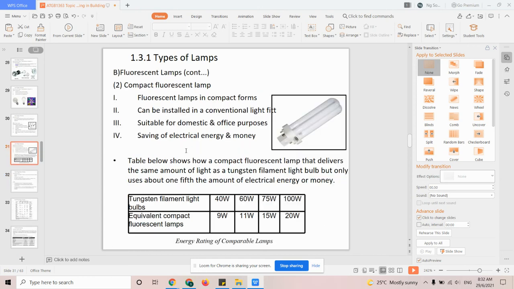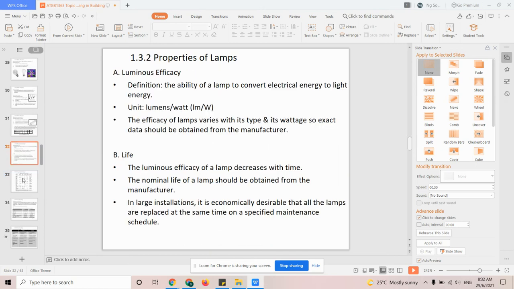Okay, so if you were to compare LED against this fluorescent lamp, then it will be even more efficient as compared to this. So the efficiency is due to the way how different lights generate their lightings. Okay, so hopefully that is clear.